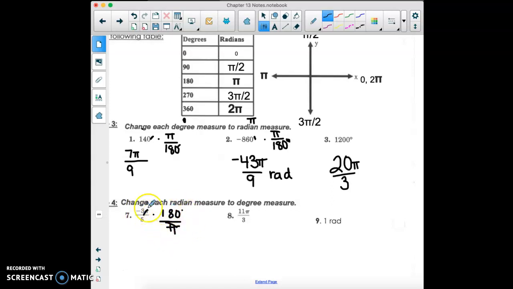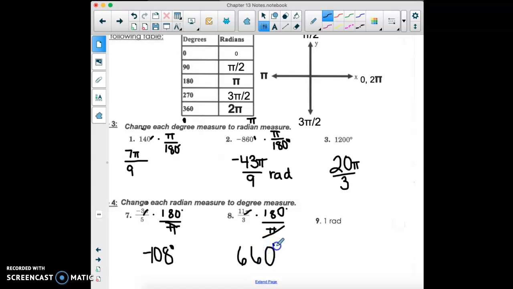So now I just have to simplify this fraction. Negative 3 times 180 divided by 5 is going to end up being negative 108 degrees. Just like that. I know my handwriting's a little messy. Same thing though. If I want to get rid of my pi, I need to put it on the bottom where it will cancel out. So I multiply by 180 over pi. This cancels out, and I'm left with my degree measure.